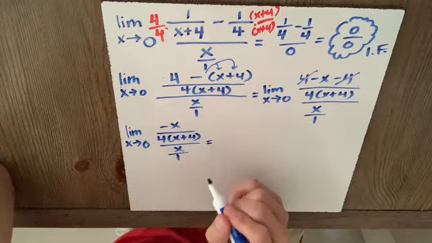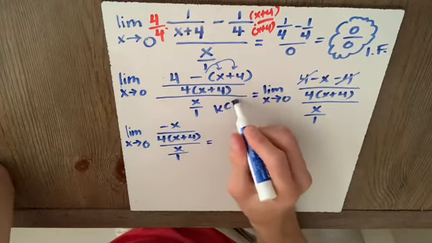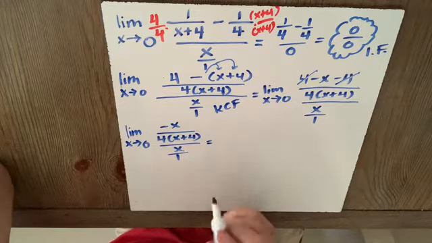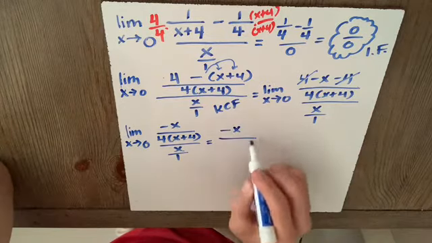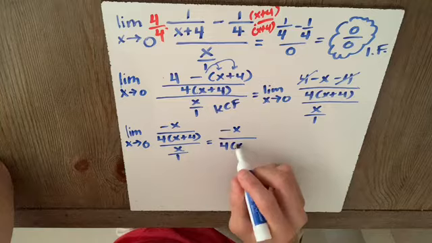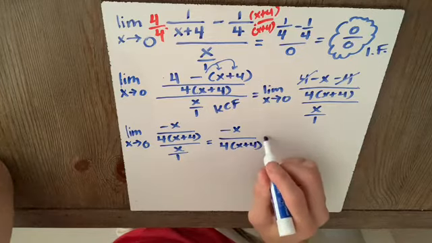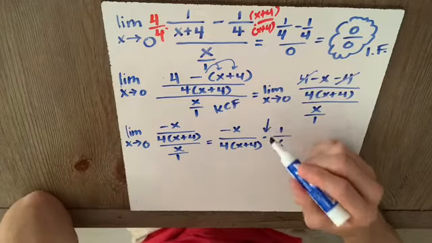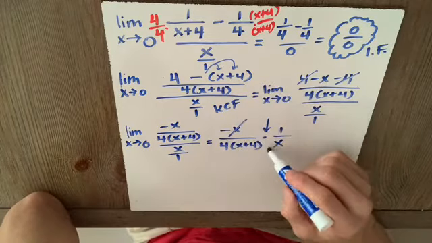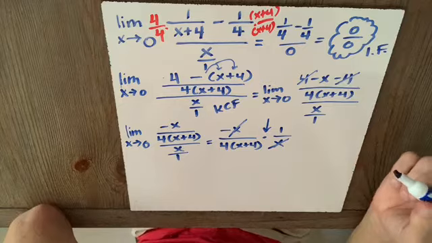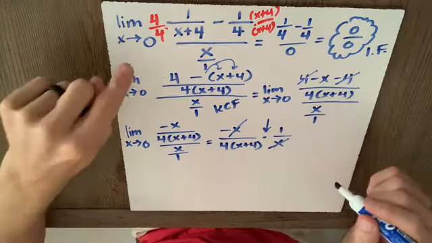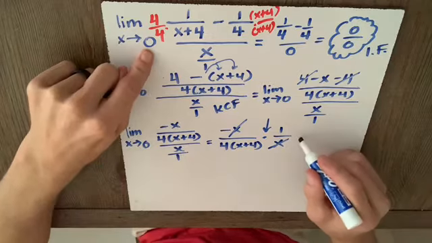And now it's time for me to keep, change, flip. I'm going to keep this fraction, change division to multiplication, and then flip this. Negative x over 4 times x plus 4 times 1 over x. Because I have multiplication here, I can cancel these off. Remember, when you cancel, you have a hole. Set whatever you cancel equal to 0. Well, x equals 0. We knew that because x is already approaching 0.